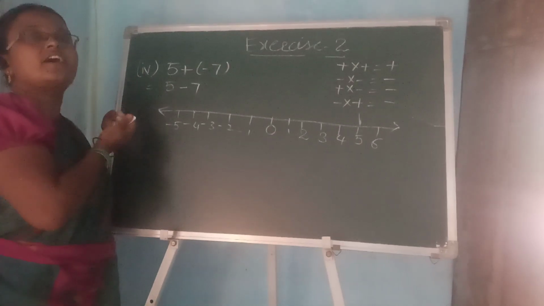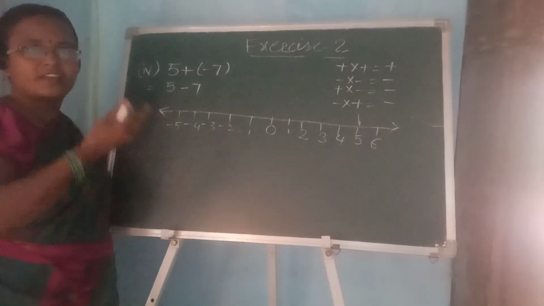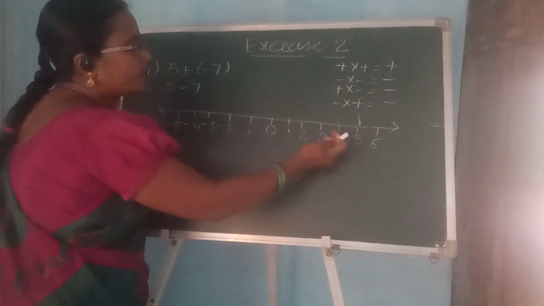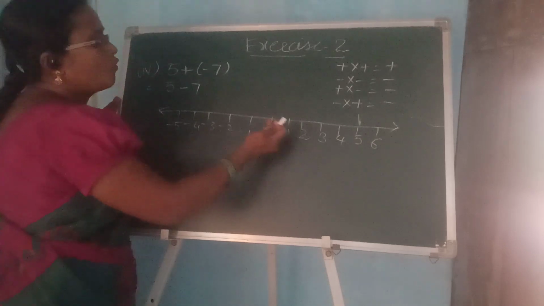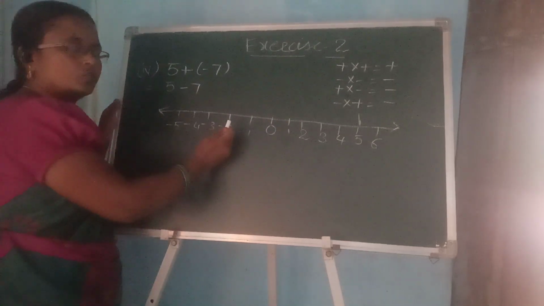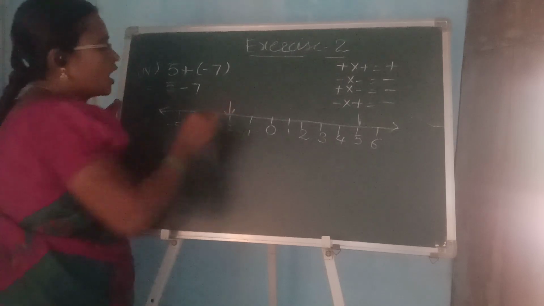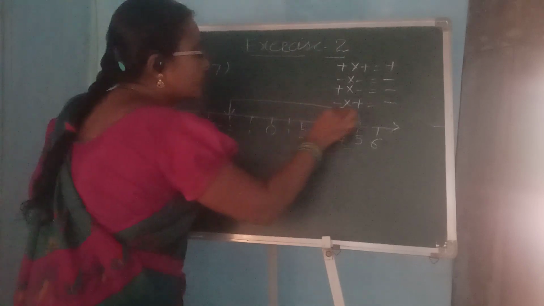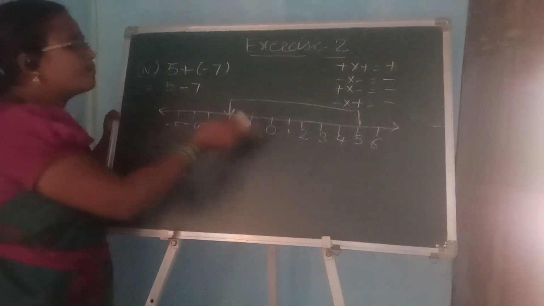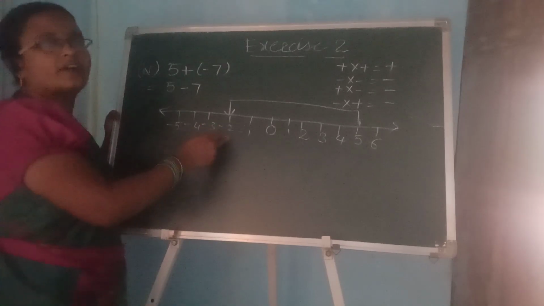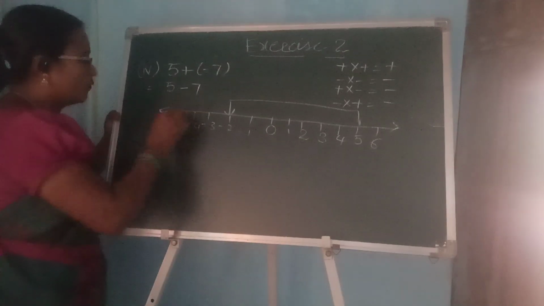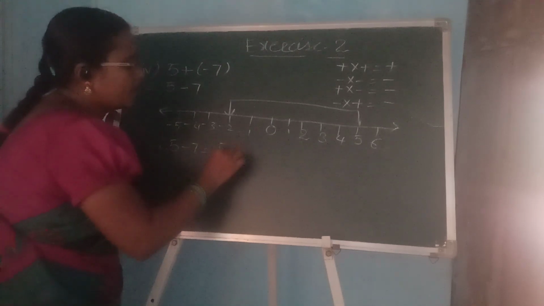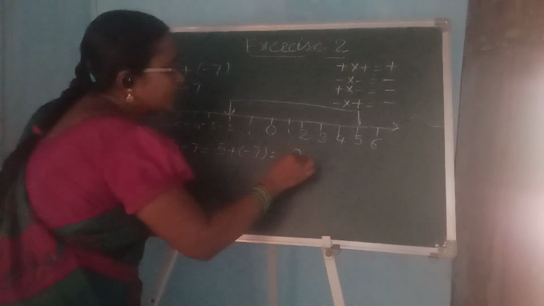The minus represents the decreasing of values. Whenever the values are getting decreased, you have to move to the left hand side. So starting with 5: 1, 2, 3, 4, 5, 6, 7. So we stop here. Now the ending point has been reached. Now observe here. What is the value? 5 minus 7 is equal to, as it stopped here, we know the value is minus 2. So therefore 5 minus 7, or nothing but 5 plus of minus 7, is equal to minus 2.